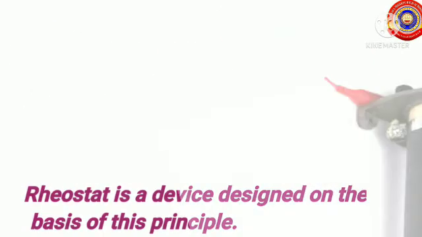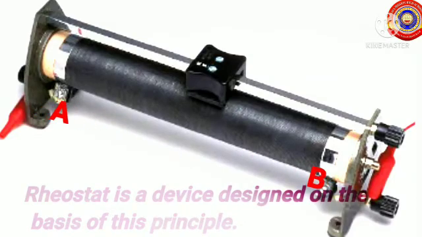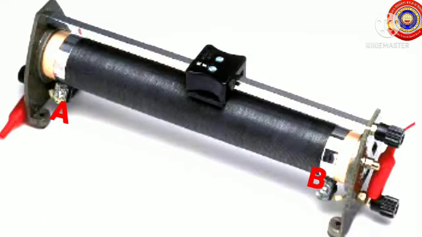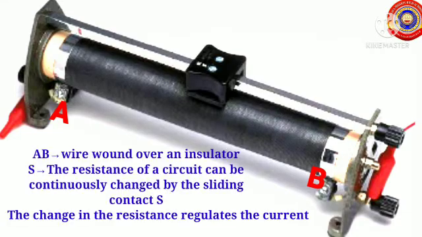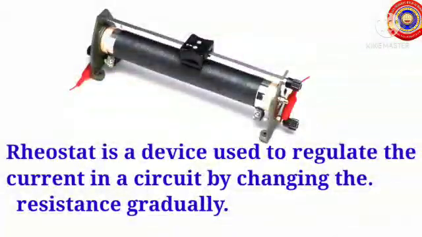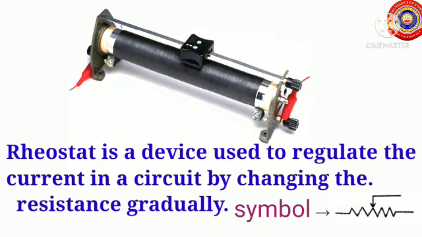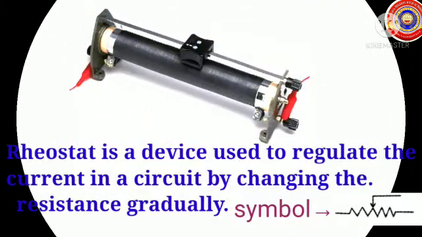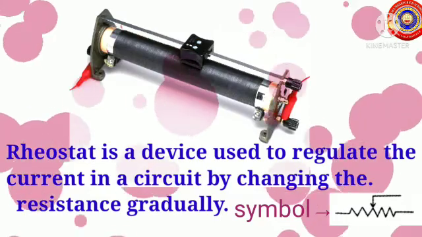In the figure of the rheostat, AB is a wire wound over an insulator. The resistance of a circuit can be continuously changed by the sliding contact S. The change in the resistance regulates the current here. So what is a rheostat? A rheostat is a device used to regulate the current in a circuit by changing the resistance gradually, and we can change the resistance by changing the sliding contact S continuously.